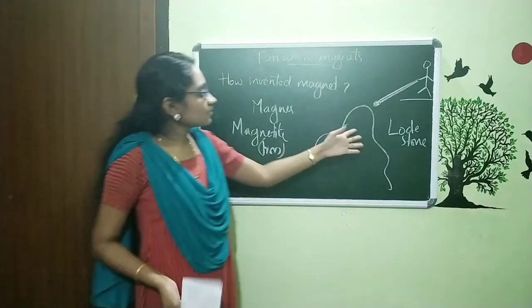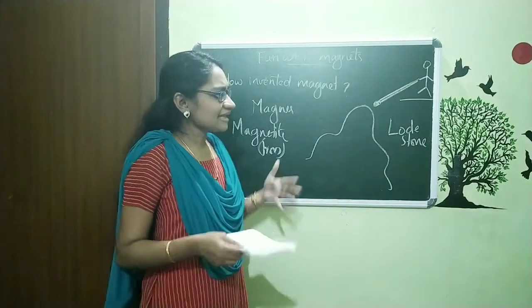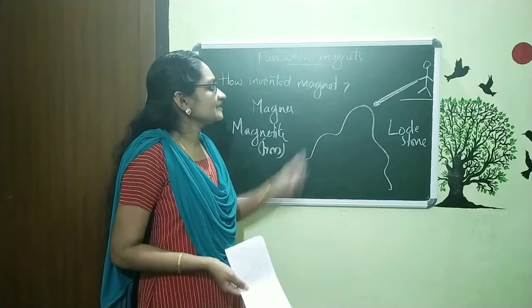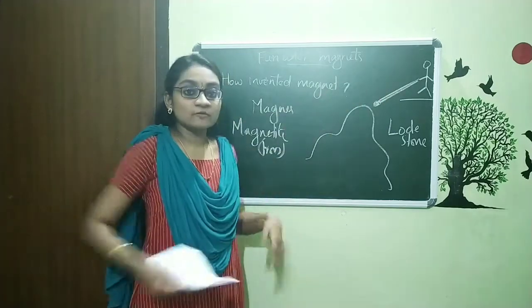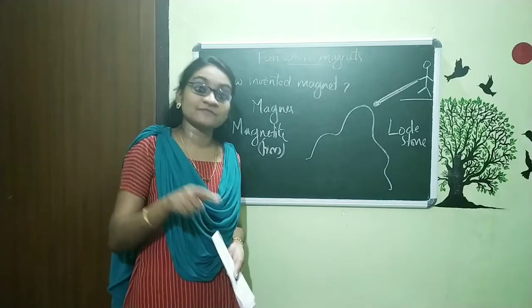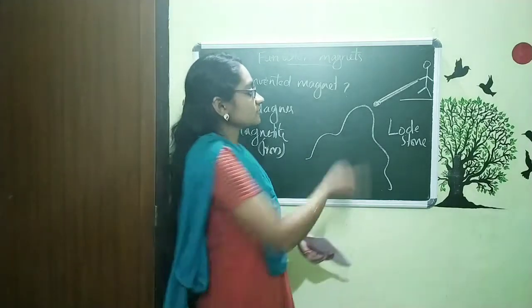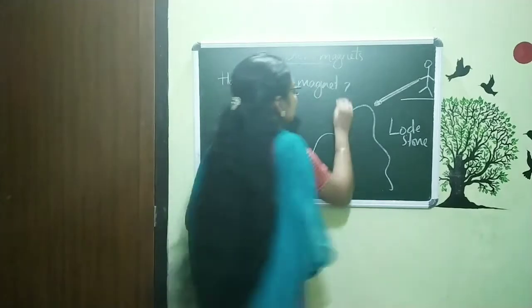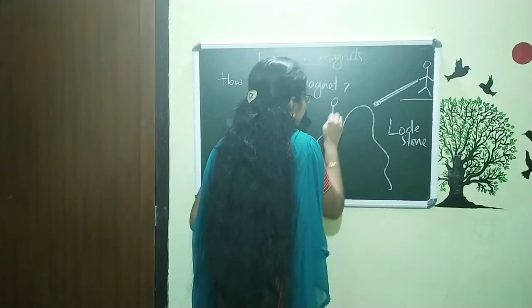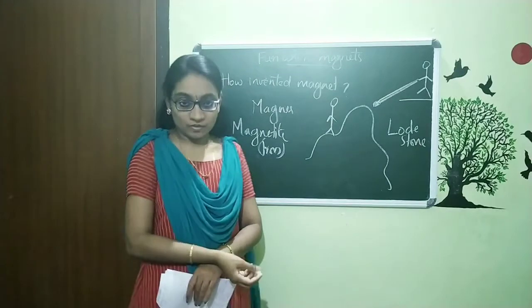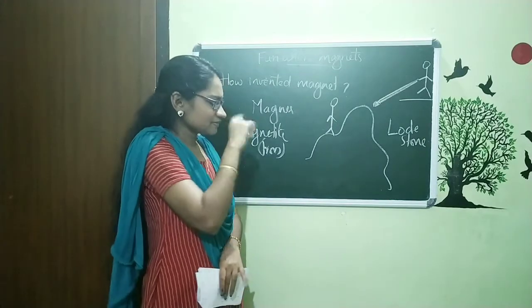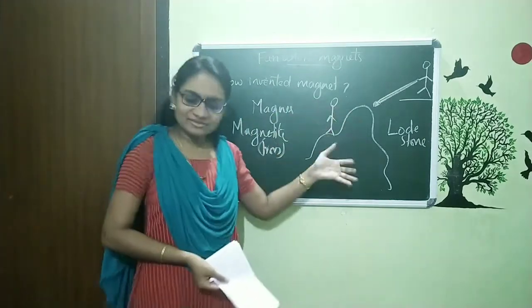And this is one story. In some other books we can see that this Magnus wore some shoes. The shoe is made of iron. The sole is made of iron. And when he is walking through the rock, what happens? He is just stuck on the rock. That is also in some books we can see. So these all are stories.